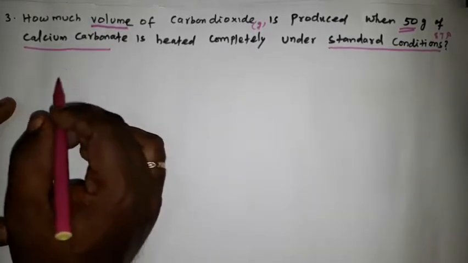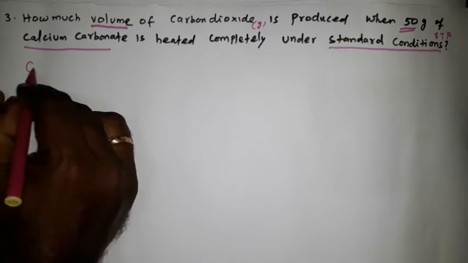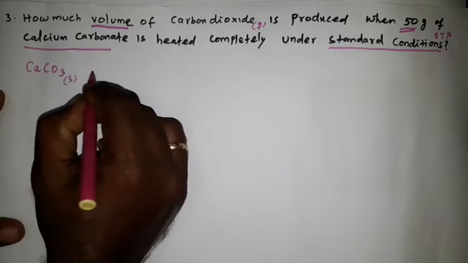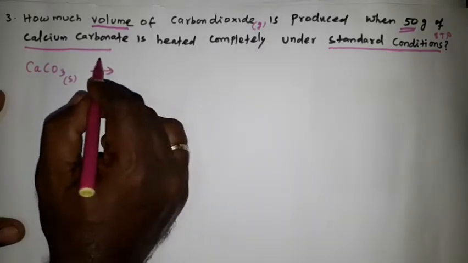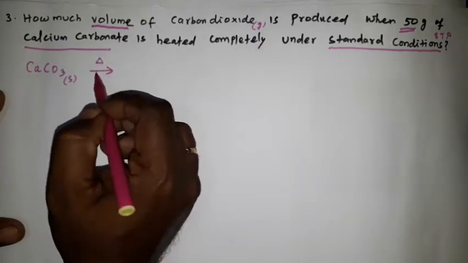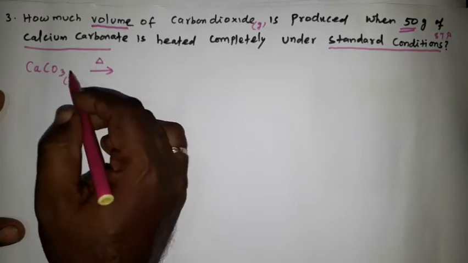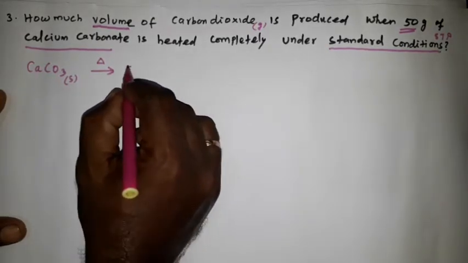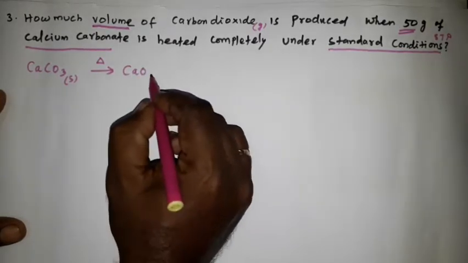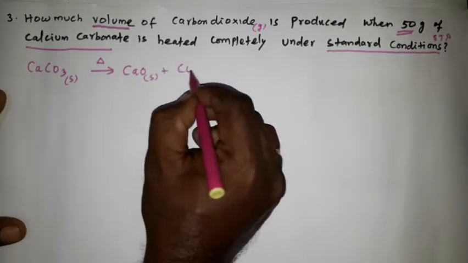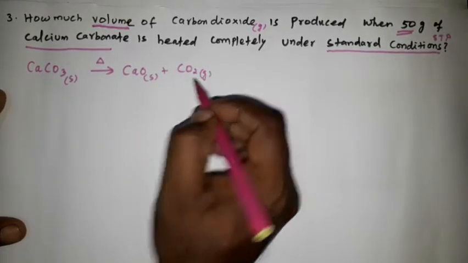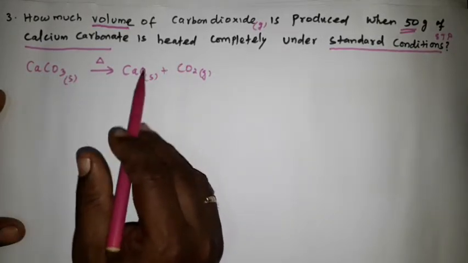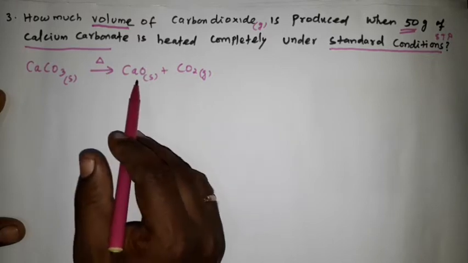The formula of calcium carbonate is CaCO3. It is generally a solid. Here you are applying heat. The symbol of heat is this triangle shape. Now when calcium carbonate is decomposed by heating, it will produce calcium oxide, CaO, which is a solid, plus carbon dioxide, which is a gas. Clear? So calcium carbonate is decomposed by heating, and we are getting carbon dioxide and calcium oxide.